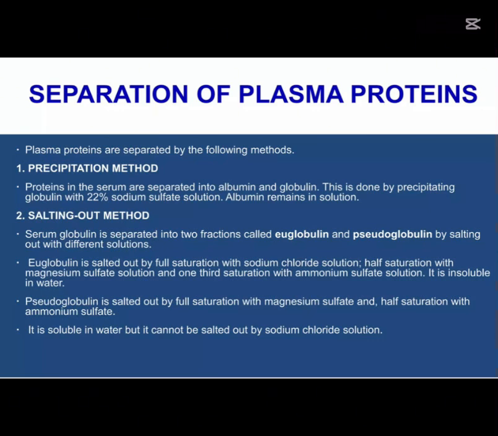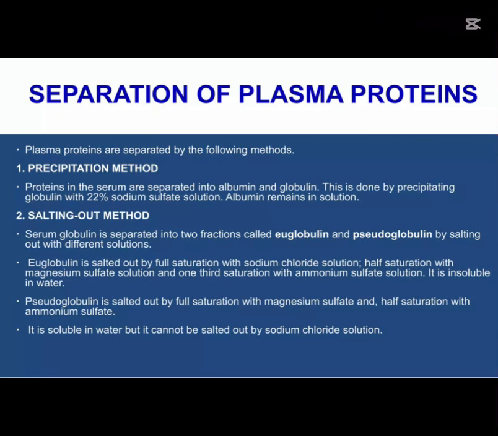So how can you get the pseudoglobulin? Pseudoglobulin can be gotten from full saturation with magnesium sulfate and half saturation with ammonium sulfate. So it doesn't need sodium chloride, therefore it is soluble in water. Are you getting me now? So full saturation with sodium chloride is for the euglobulin, while pseudoglobulin full saturation is magnesium sulfate. Don't forget. So we have done precipitation and we have done salting out.